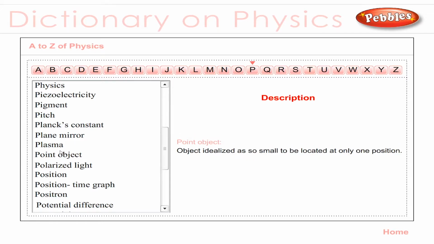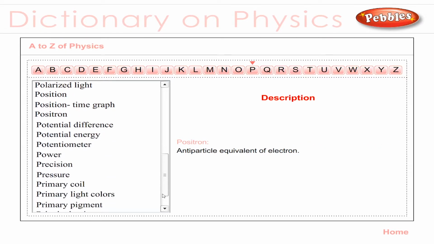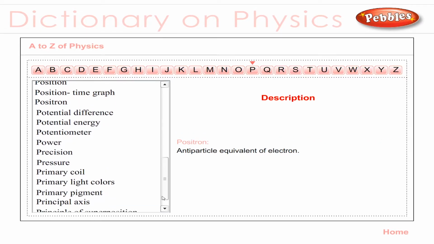Point object. Object idealized as so small to be located at only one position. Polarized light. Light in which electric fields are all in same plane. Position. Separation between object and a reference point. Position-time graph. Graph of object's motion that shows how its position depends on clock reading or time. Positron. Antiparticle equivalent of electron.